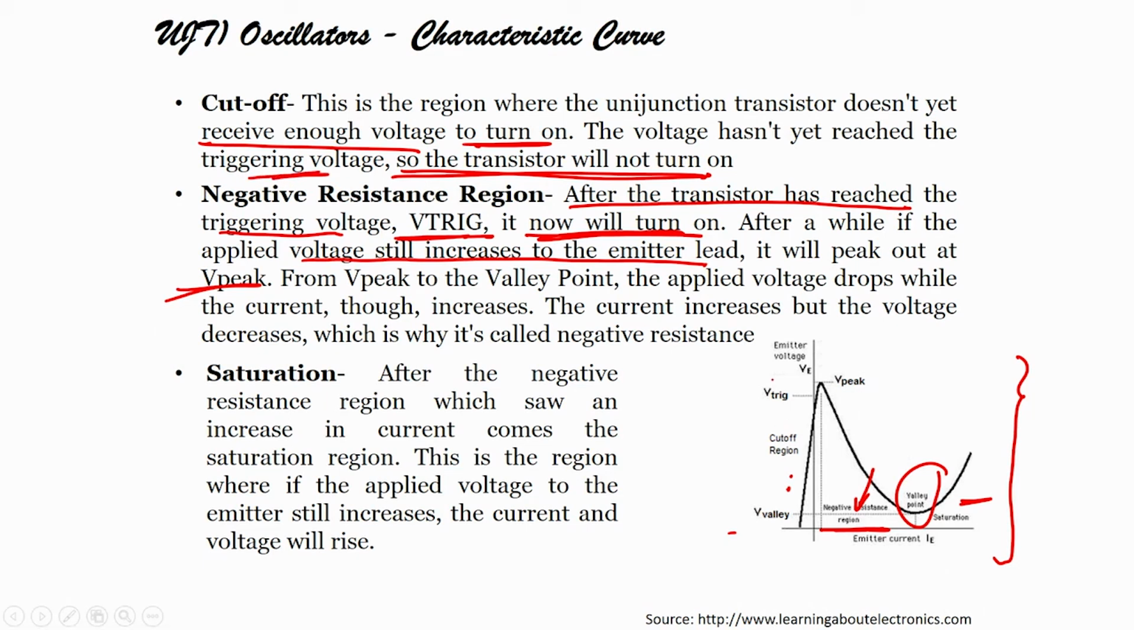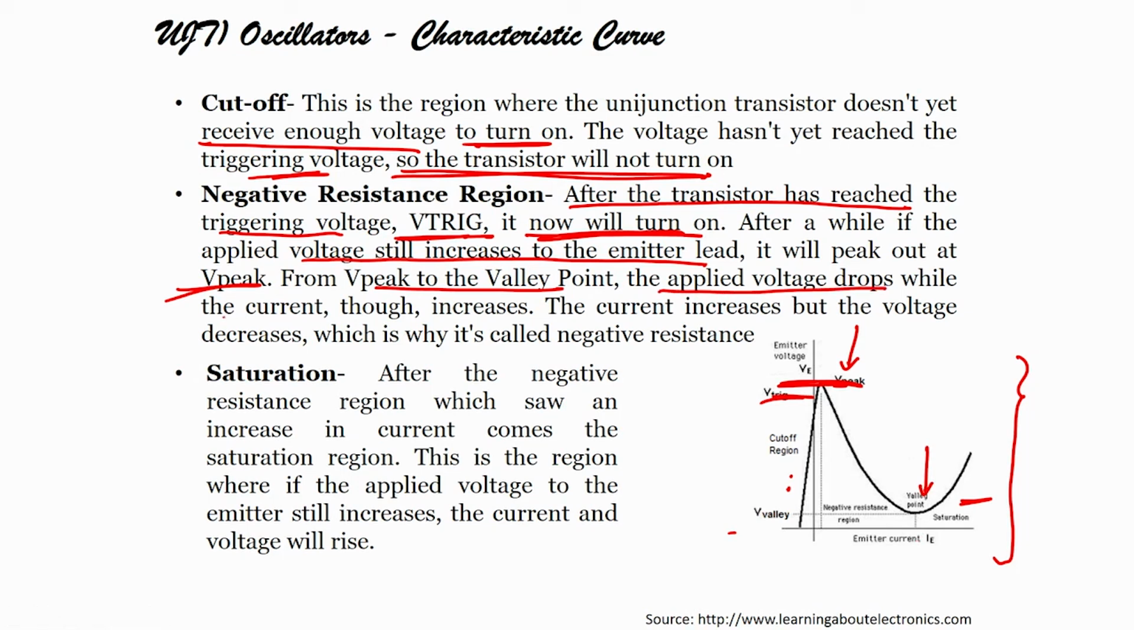Now the transistor has reached the triggering voltage, which is here. This triggering voltage will turn it on. After a while, if I keep on increasing the applied voltage, it will reach its V peak, which is here. Then from the peak voltage to the valley point, which is right over here.